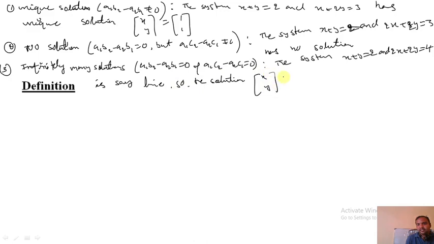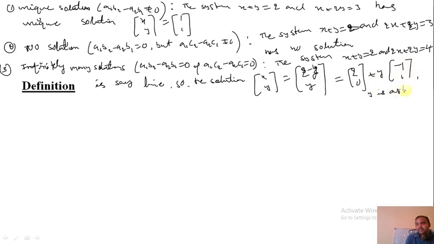The solution is x, y. Now see this one. Take x equal to y minus 2 and y is the same y. So x, y is 2 minus y, that means (2, 0) plus y times (minus 1, 1). Here y is arbitrary. This is the solution, and for y arbitrary you can take any real number. It's not fixed, so for every element it has a solution. That means the system has infinitely many solutions.